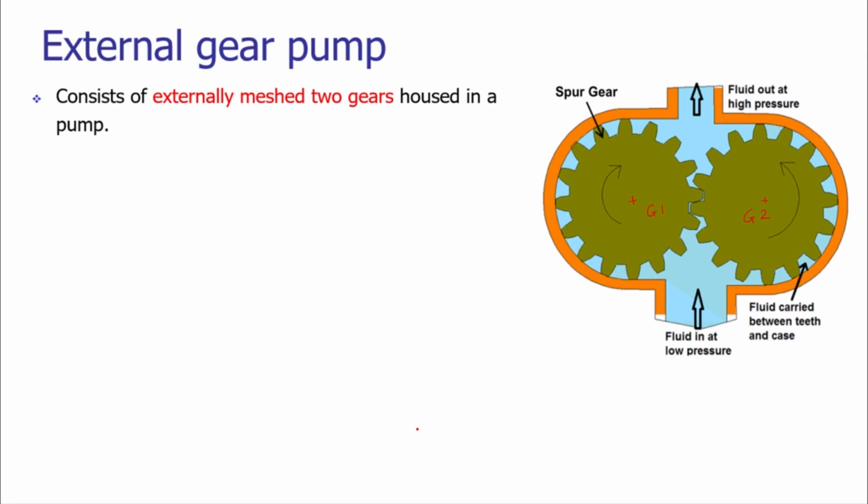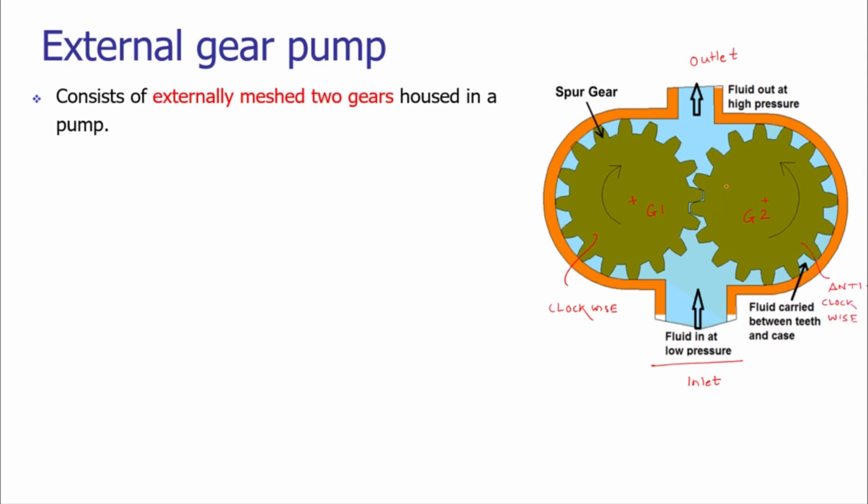The casing has two ports. The first port is the fluid in port and the second port is the output port. This is the inlet port and this is the outlet port. Gear 1 is rotating in the clockwise direction, whereas gear 2 is rotating in the anti-clockwise direction.